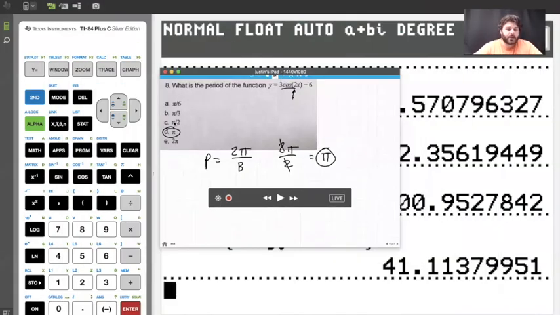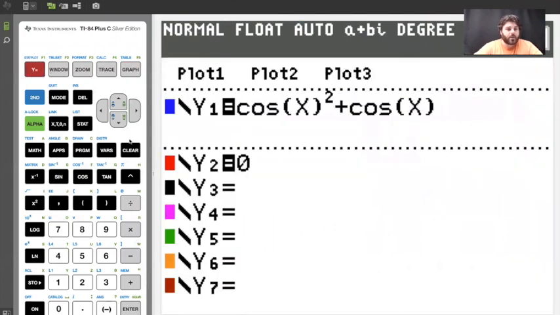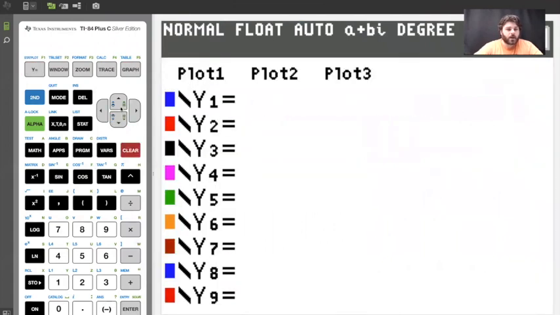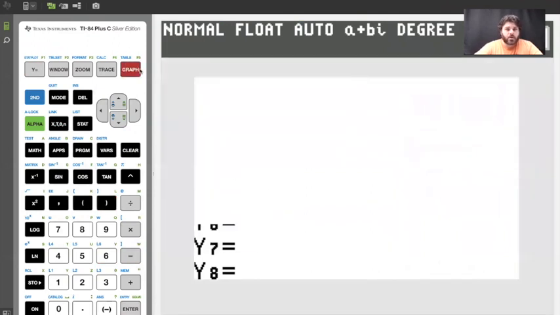Now alternately, let's say we didn't remember the formula, right? This might be a great time to graph. So I go to the y equals here, and I'm going to graph my function. So 3 cosine of 2x, oops, 2x minus 6. Double check that I input it correctly. Sure did, I hit graph.